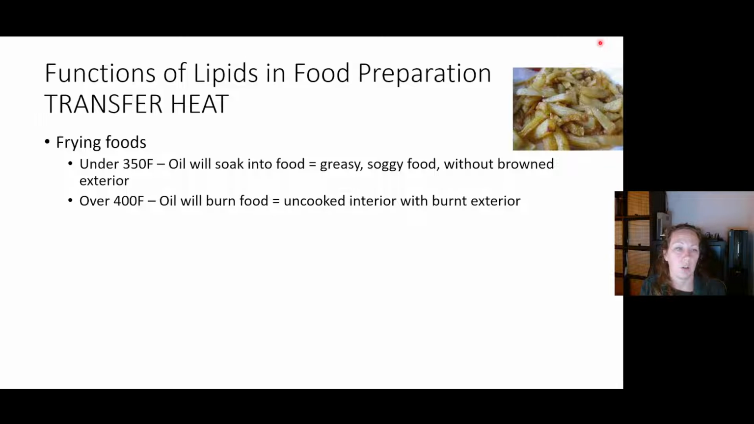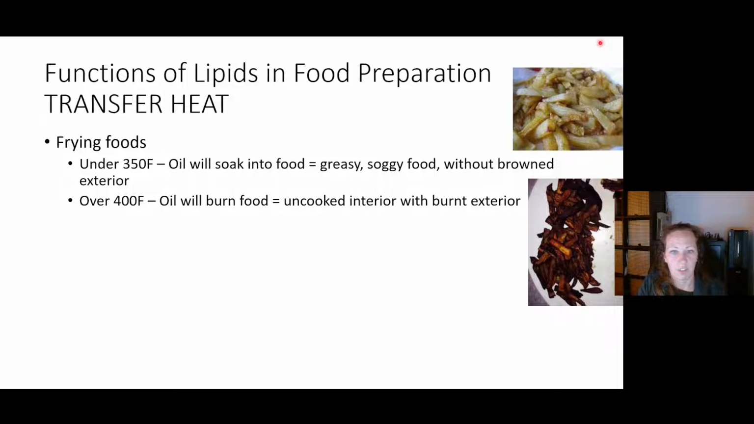If the temperature of your oil is over 400 degrees Fahrenheit, then that oil is going to burn the food very quickly. It's going to be burning the exterior, and the heat's not penetrating the interior fast enough before the exterior is completely burnt, and you get stuff that looks like that.